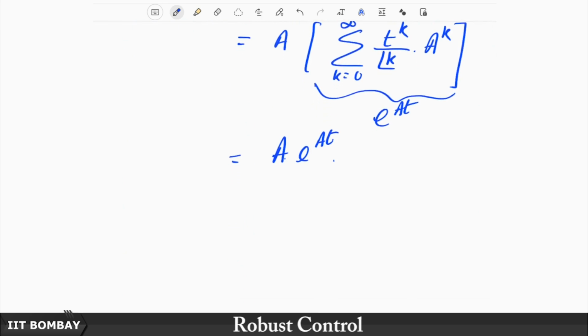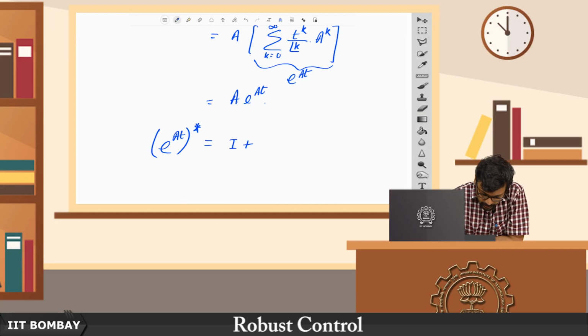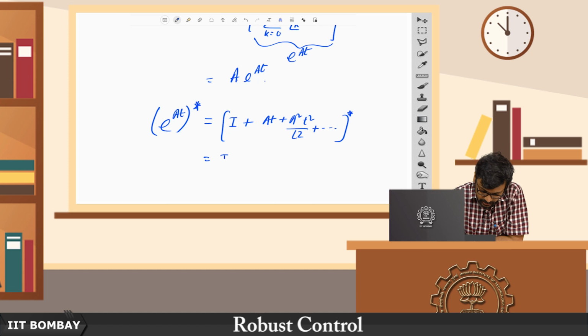Let us look at another interesting property, (e to the At) whole conjugate. This is nothing but (I plus At plus A squared t squared by factorial 2 plus dot dot dot), the whole conjugate. So, this just means I plus A conjugate t plus A squared conjugate t squared by factorial 2 plus so on.